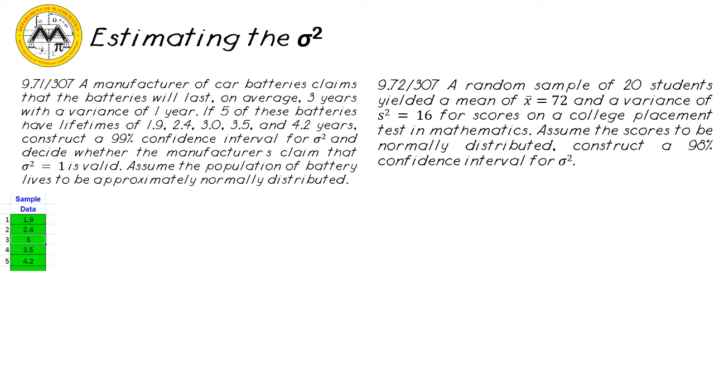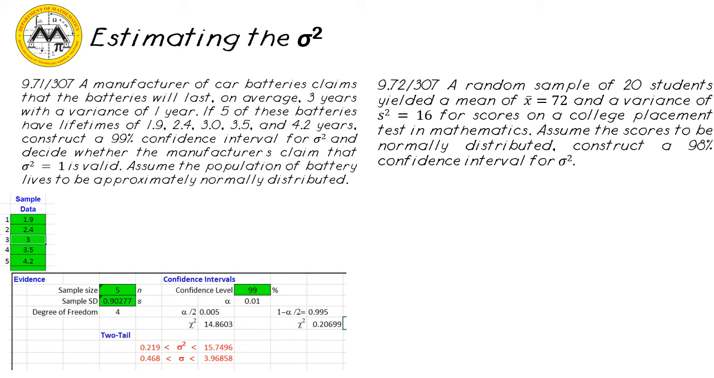So, first, we encode the given data in Excel and then compute the mean, median, mode, standard deviation, and others. You're going to observe that the mean is 3, so there's no problem with the claim. The claim is 3 and the sample mean is 3. The sample size is 5 elements, so the degree of freedom is n minus 1, which is 4. If you calculate the standard deviation of this sample, it is 0.90277.